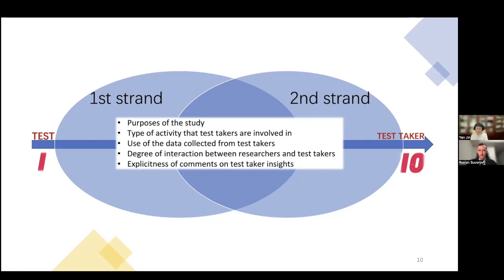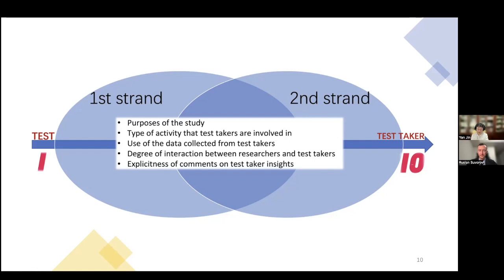But the focus of the second strand is more explicitly on test takers. In my view, active participation of test takers in decision-making, in practices, is more challenging to pursue. That is the second strand. This type of test taker engagement is what could be called democratic assessment in language testing, because it has greater potential to empower test takers.